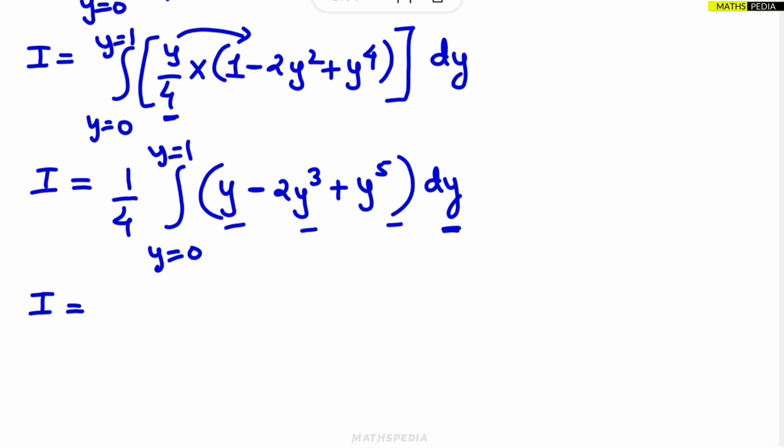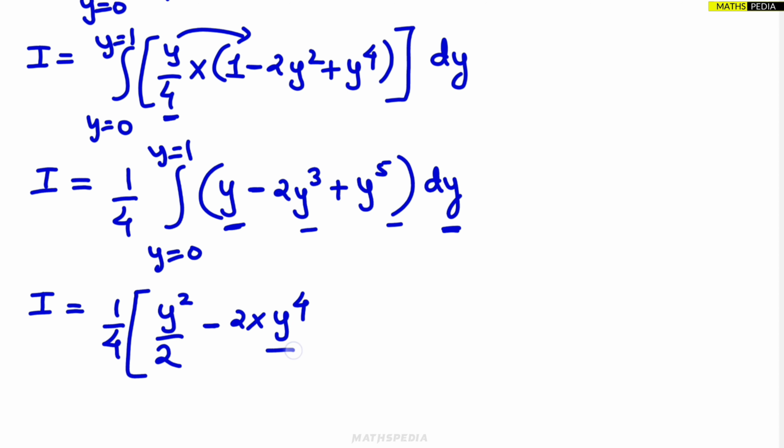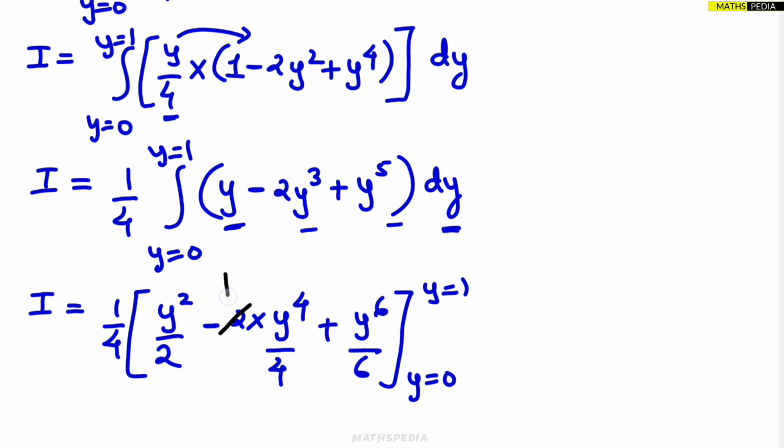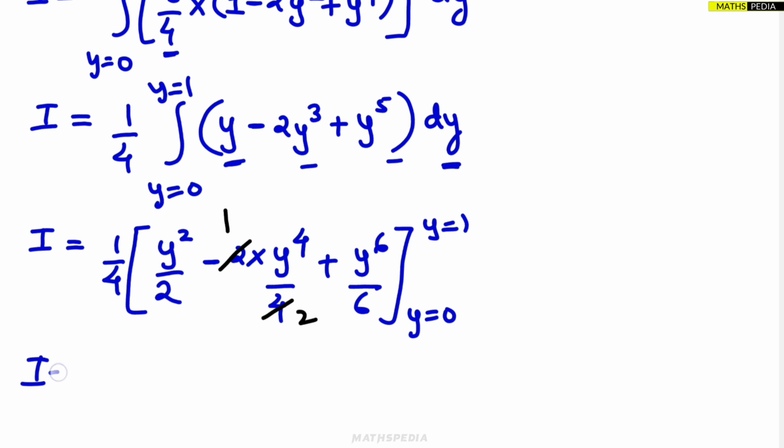So I is equal to 1 by 4 outside. The integration in y will be y square by 2, minus 2 as it is, y cube becomes y power 4 by 4, then plus y power 6 by 6, and here the limits will be y is equal to 0 to y equal to 1. Now we can do a little simplification: the 2 ones are 2 and the twos cancel.